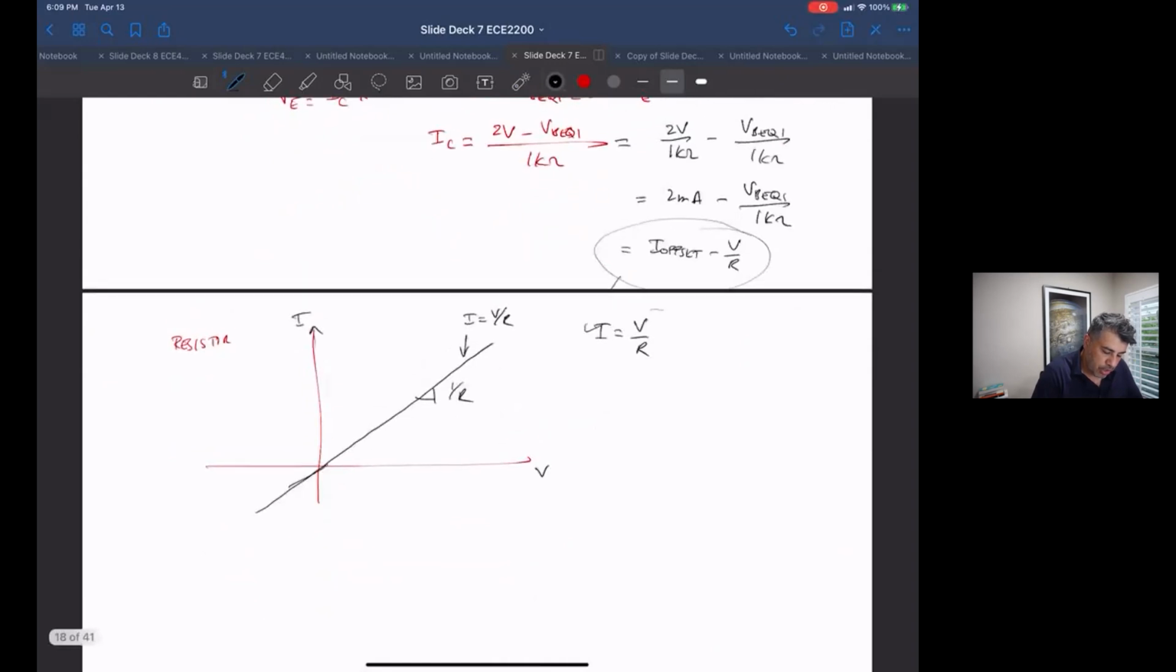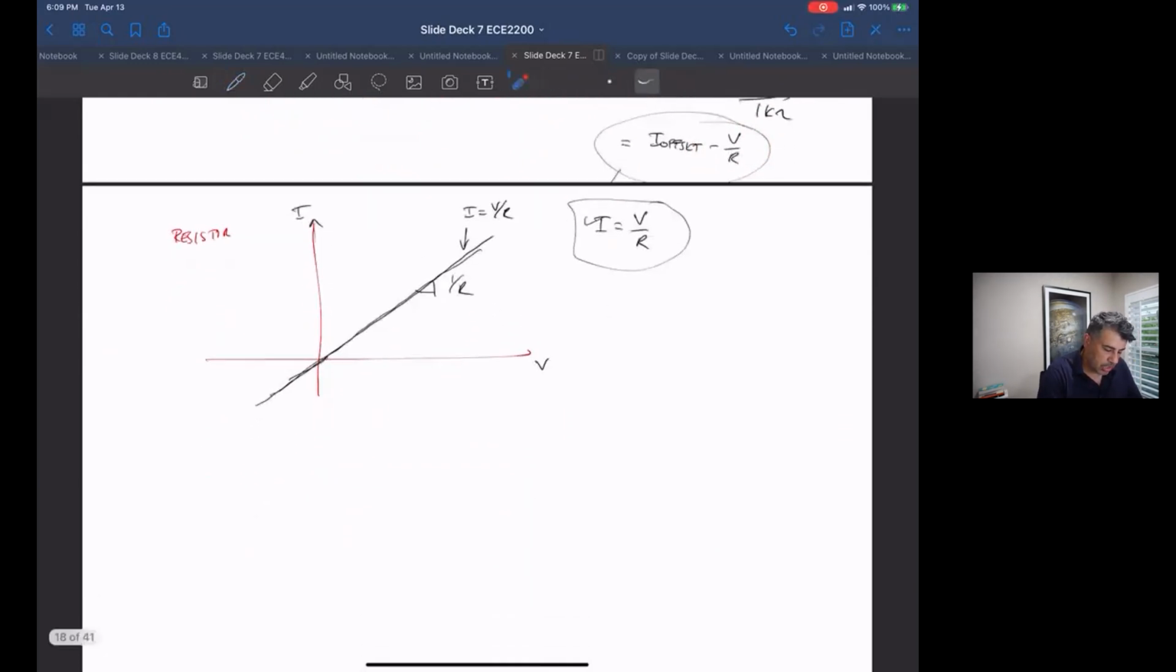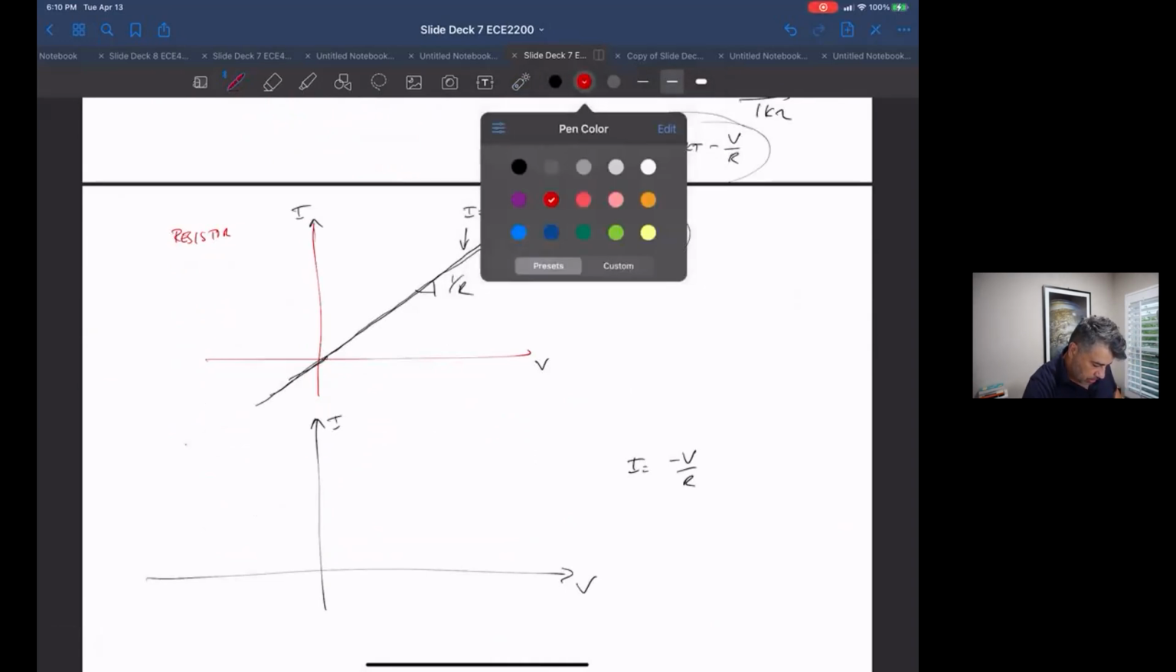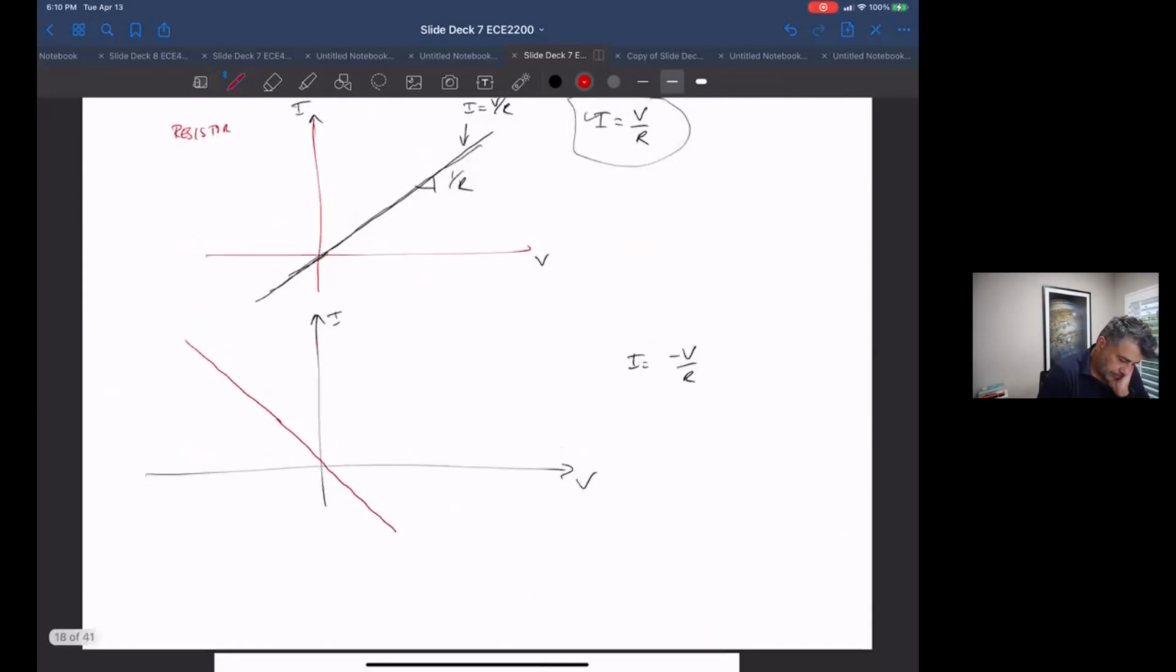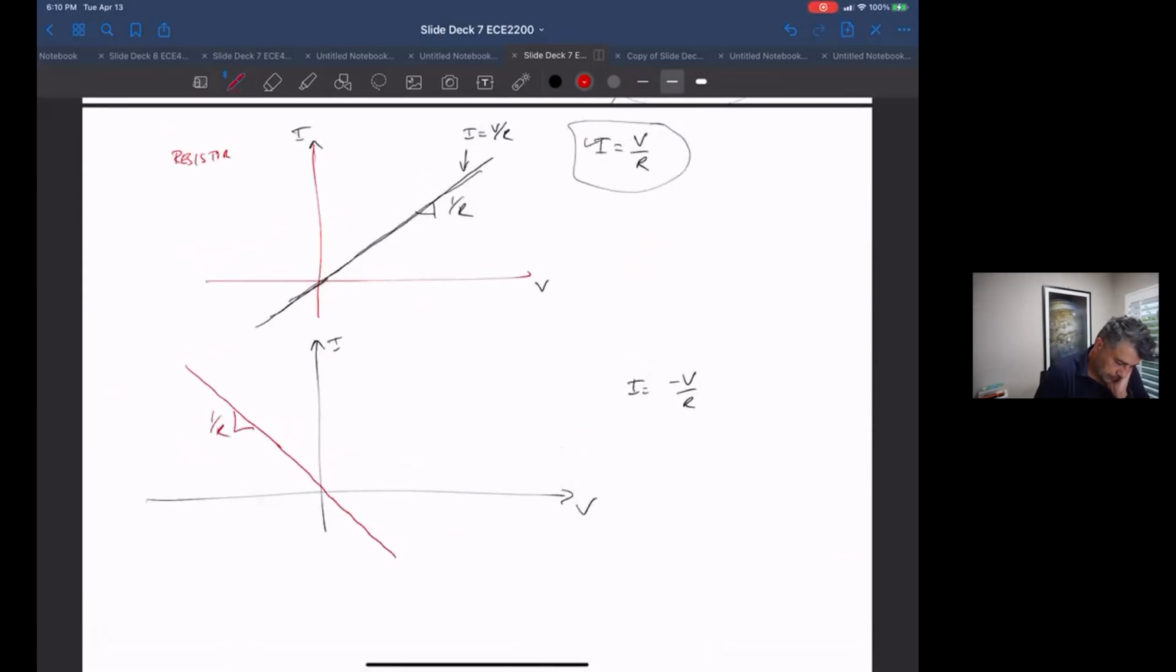So far I've got V over R. We're all familiar with that. But look at this, it's minus V over R. So what does that look like? Well, I is equal to minus V over R is going to look like this. It's going to go this way. It should be going through 0 here. Okay, sorry. Everybody with me?